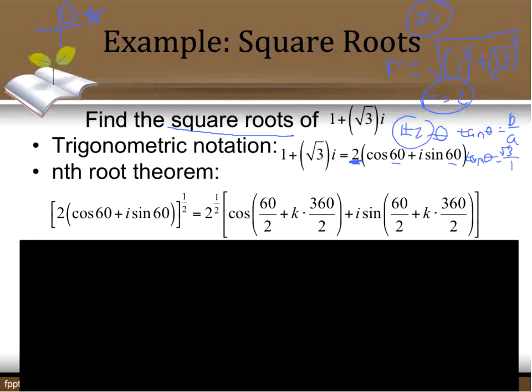So here we are. So we're doing r, which we just found was 2. So my r to the n. What kind of exponent do I have this time? Since it's a square root, I'm going to put a 1/2.